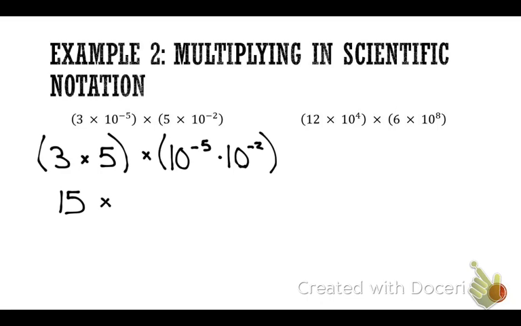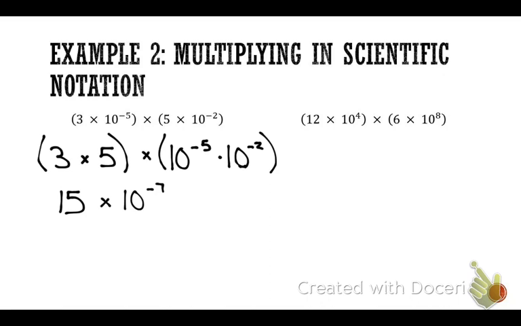Does anybody notice something that might be in common with our second set of numbers? They have the same base. So because they have the same base, what can I do with my exponents? Add them together. What is negative 5 plus negative 2? Negative 7. Do you see what we did there? All right, same base. And guess what, guys? It's always going to be the same base because it's scientific notation.